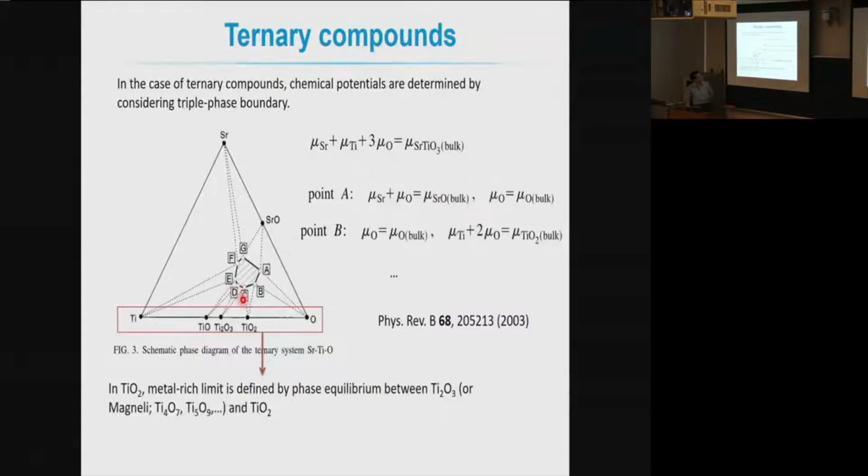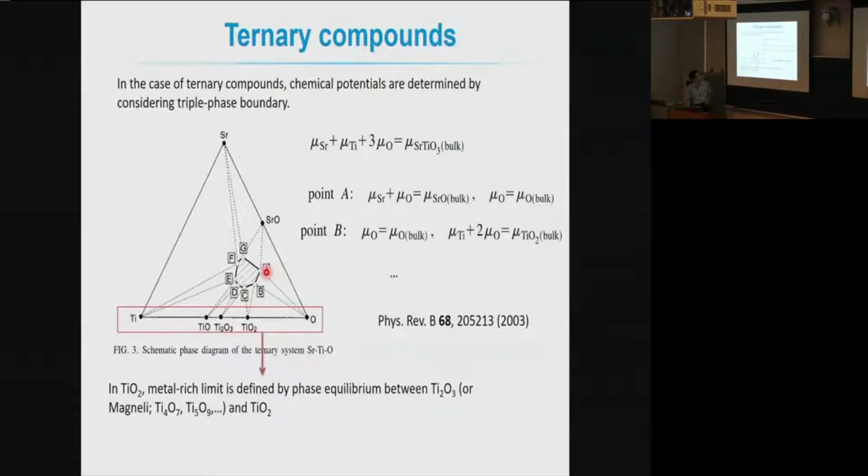Or in this case, if your environment is close to this B point, it is equilibrium between the O2 gas and TiO2. All right. So depending on your environment, you can choose different choices of the chemical potential. Okay. So it is not easy. It is quite difficult to actually match exactly the experimental condition and the position of the chemical potential. So we have just some certain boundary of the oxygen chemical potential.